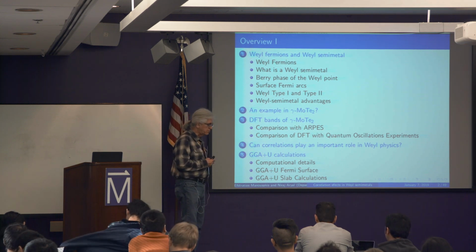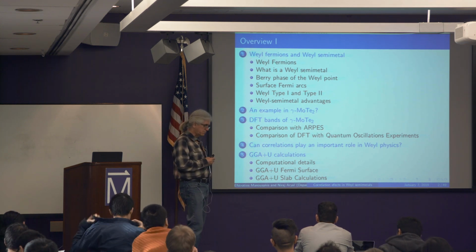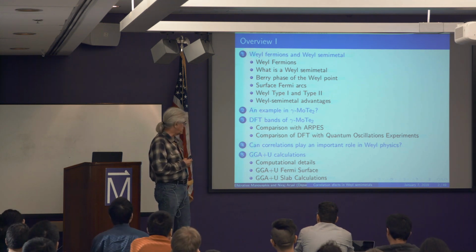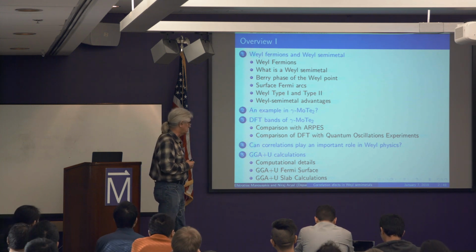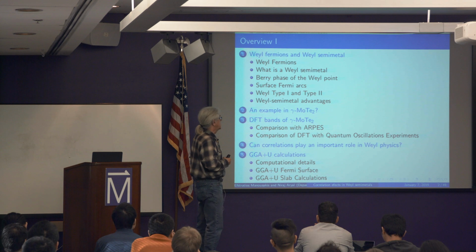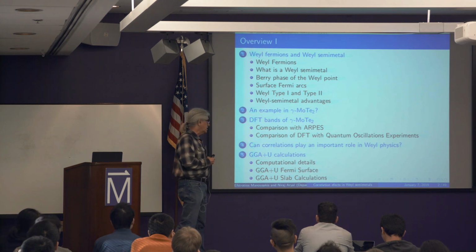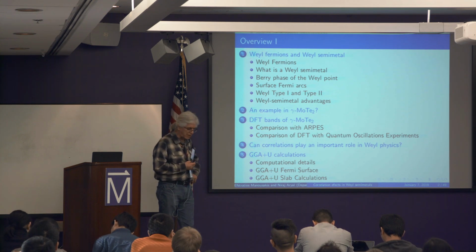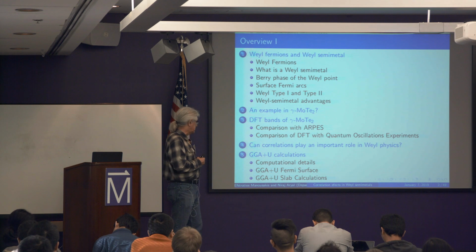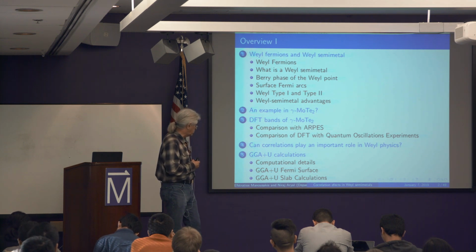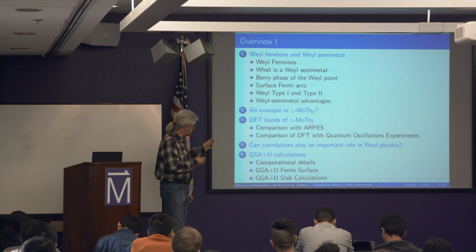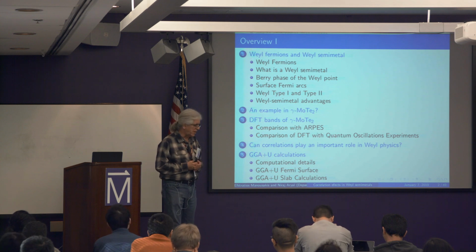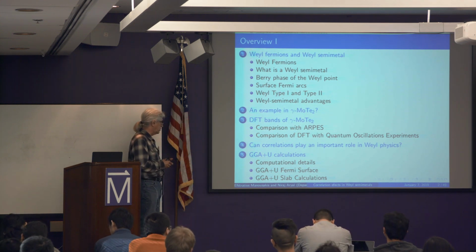Then we'll see that actually there are some problems there, both in comparison with the angle-resolved photoemission and in so-called quantum oscillation experiments. Our suspicion that something is incomplete there came from trying to explain the quantum oscillation experiments. But then if you go back and look at ARPES, you will see some problems there too. And so then I'll discuss very generally how correlations can play a role in Weyl physics, in what way and what kind of role.